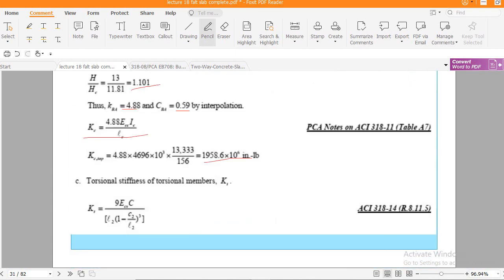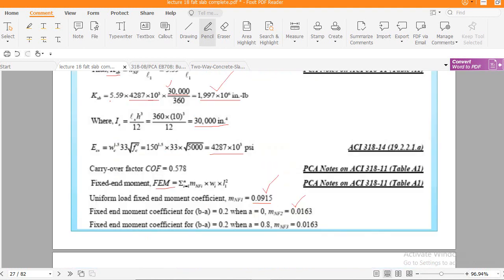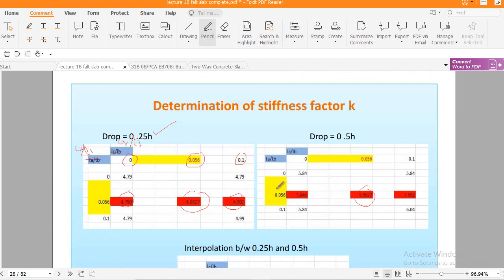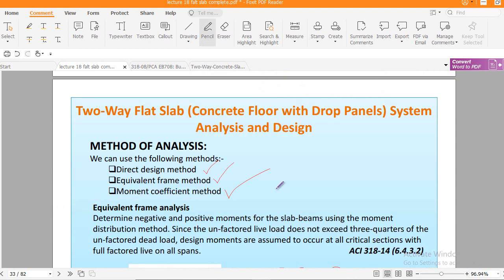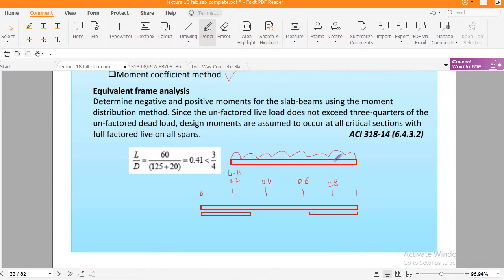Now we need to find the fixed end moment coefficients, right? We need to find MNF, this value, from where we got 0.0915, and from where we got MNF2 and MNF3, right? So remember, the slab system is divided into different zones in those tables, right? You see here we have a slab which is prismatic, but we have a drop panel. So in the case of the drop panel, the system becomes non-prismatic.